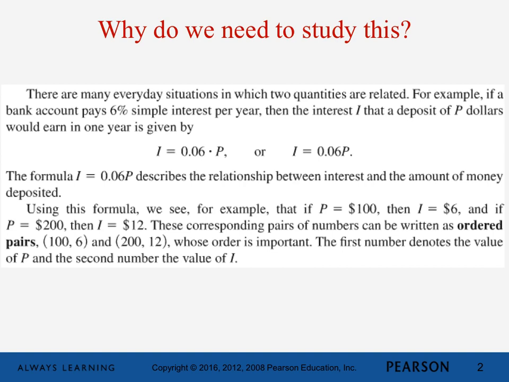And those corresponding pairs of numbers can be written as ordered pairs. One of the ordered pairs would be 100, 6, where 100 represents the money and 6 represents the interest. And 200, 12 is, of course, where the $200 deposit earns $12 in interest. And notice that the order is important here, because the first number denotes the variable P, and the second number denotes the value of I, which is the interest.